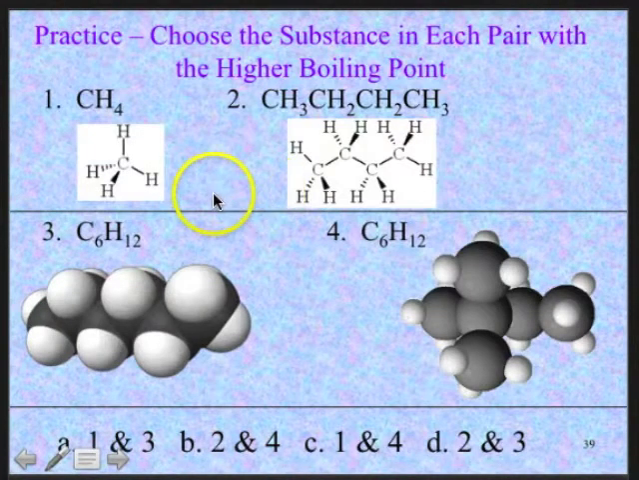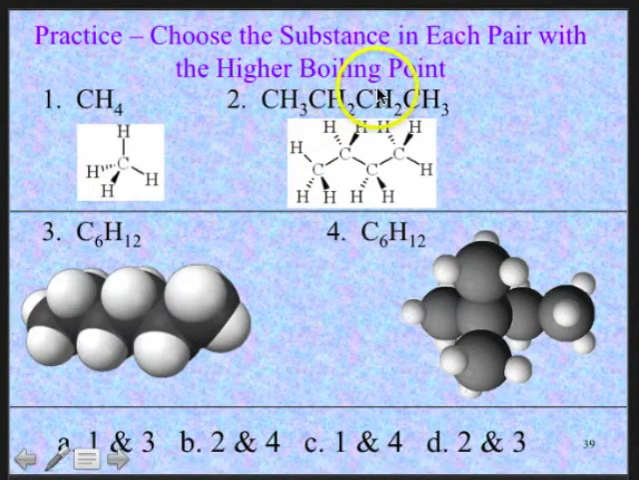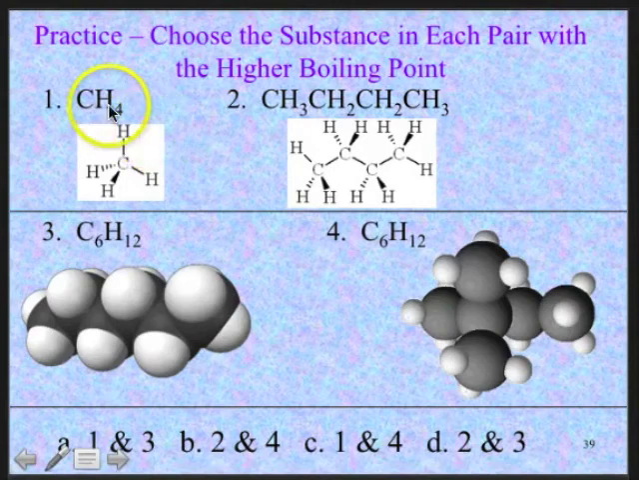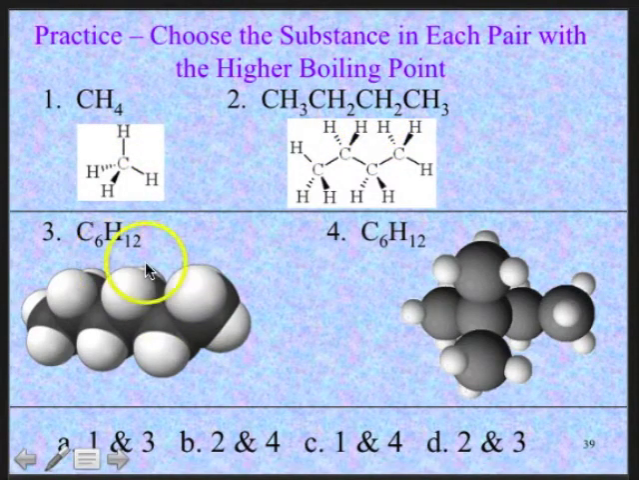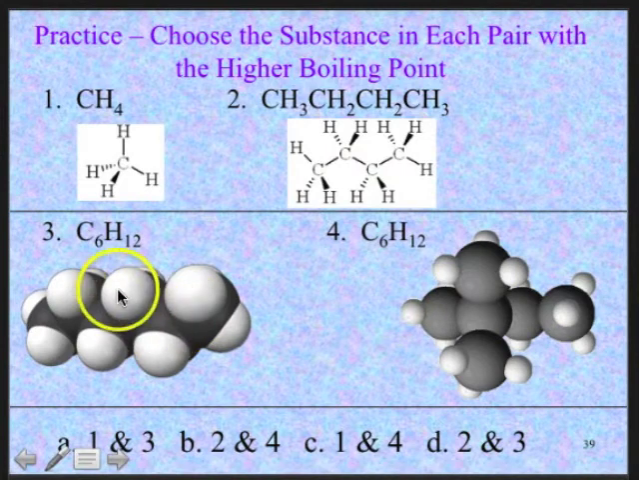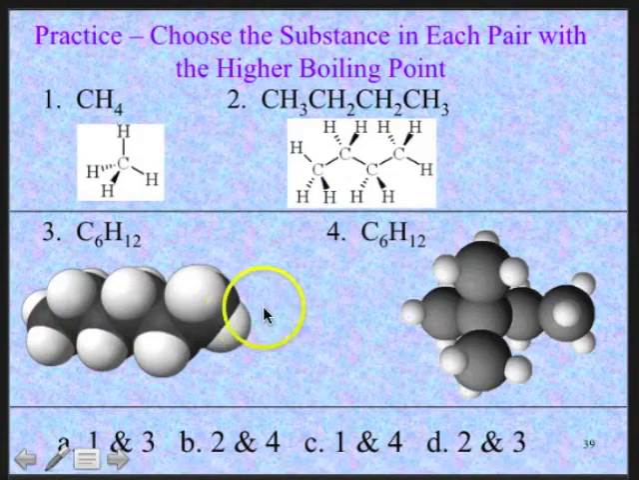Well, here's another one I'll ask you in class. Choose a substance in each pair with a higher boiling point. Methane or n-butane. And for this pair, both with a structure C6H12, one is in a long chain, the other is more spherical in its shape.